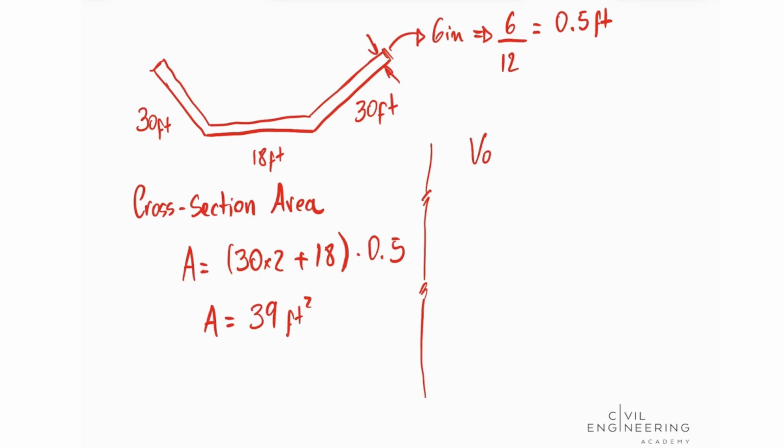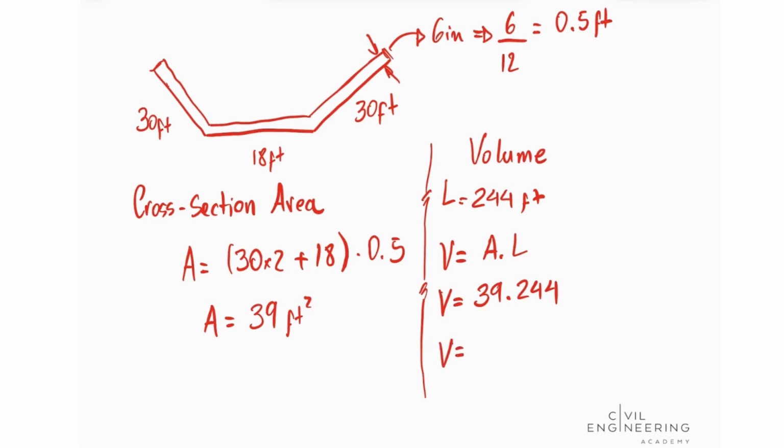Okay, so let's do that. For the volume, we need to multiply this by the lining, which is, we got that the extension is 244 feet. So our volume is going to be the area times our length. Okay, so our volume is going to be 39 times 244, and we're going to find that our volume is 9,516 cubic feet.